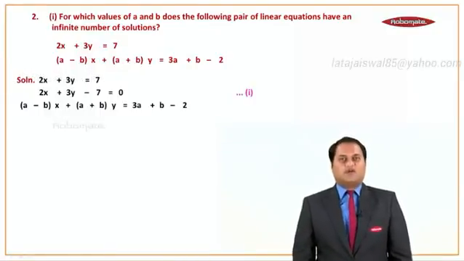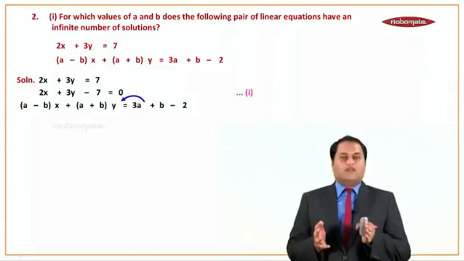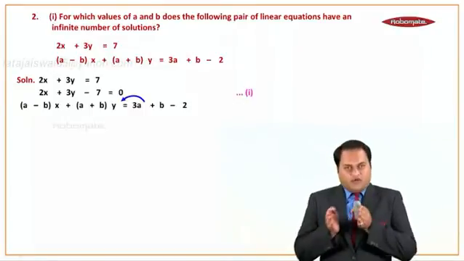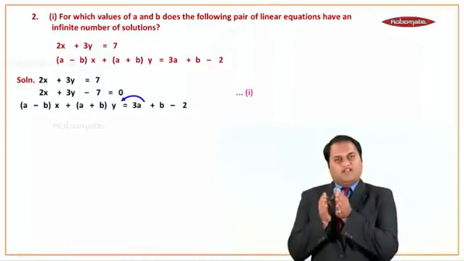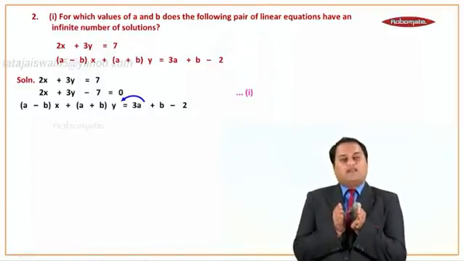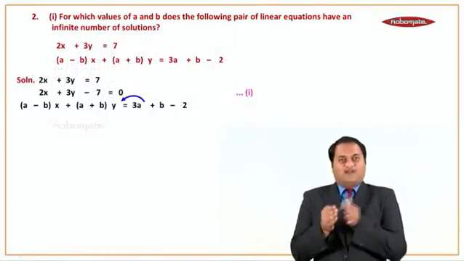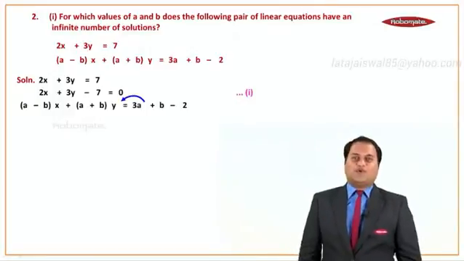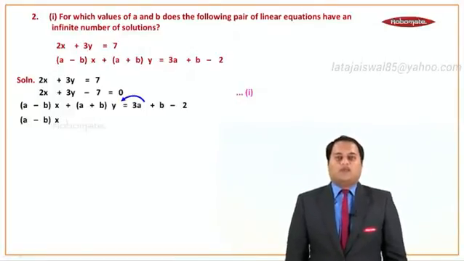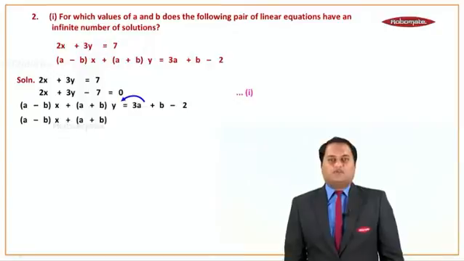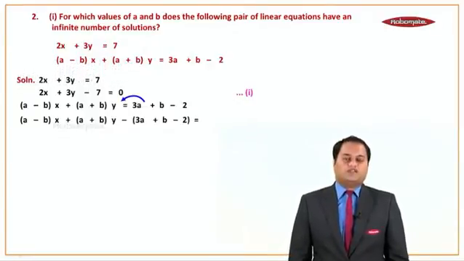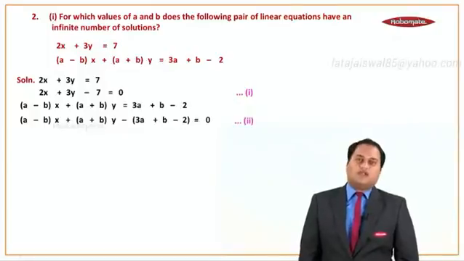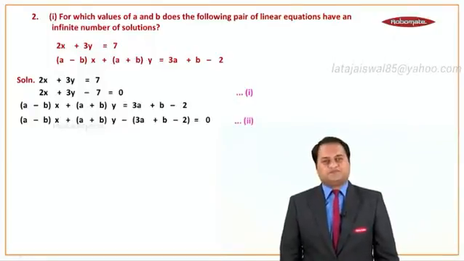So let's shift the entire 3a plus b minus 2 to the other side. Now consider 3a plus b minus 2 as one term, and shift it to the other side. So it will become minus of (3a plus b minus 2). So what do we get? (a minus b)x plus (a plus b)y minus of (3a plus b minus 2) is equal to 0. Let this be equation number 2.